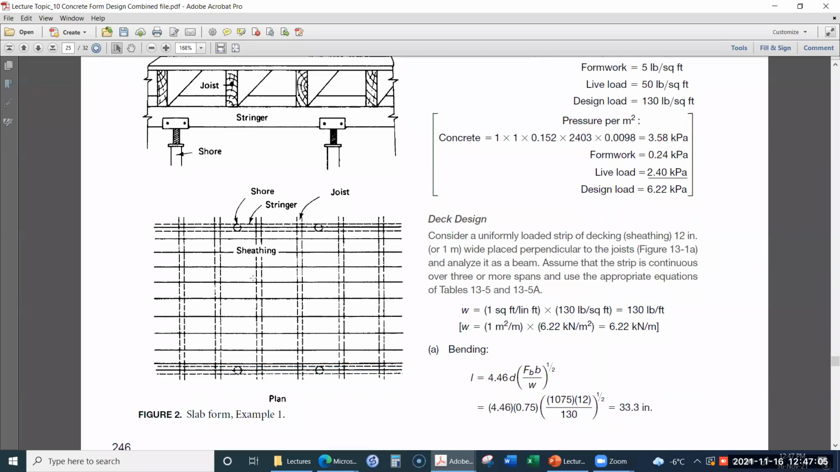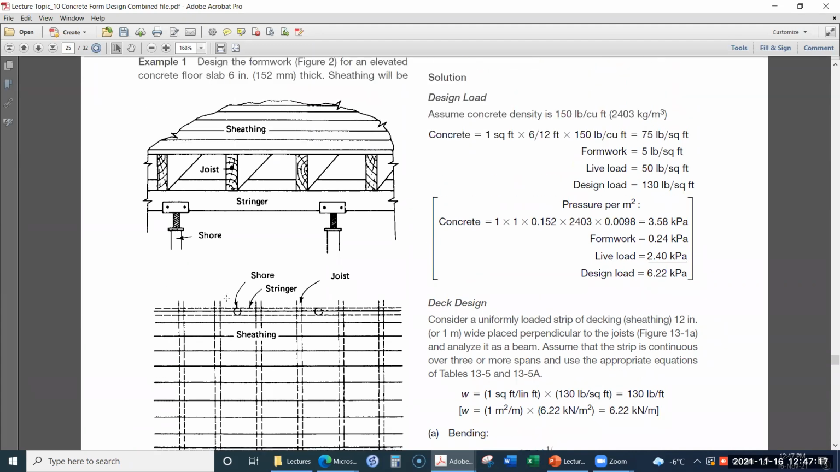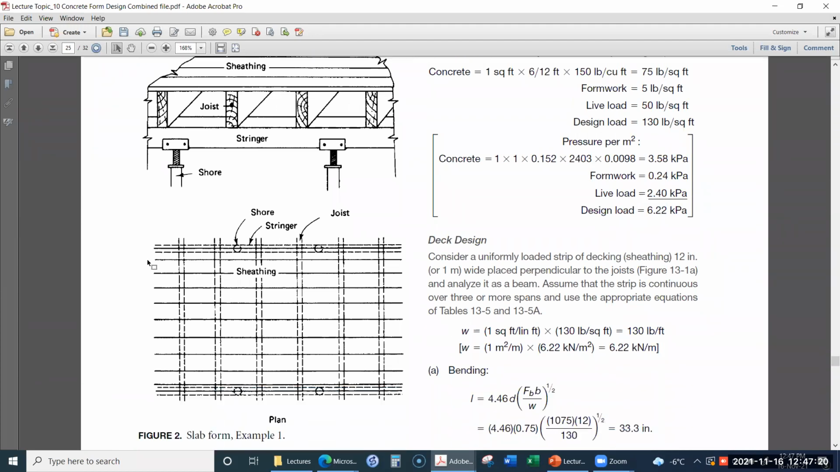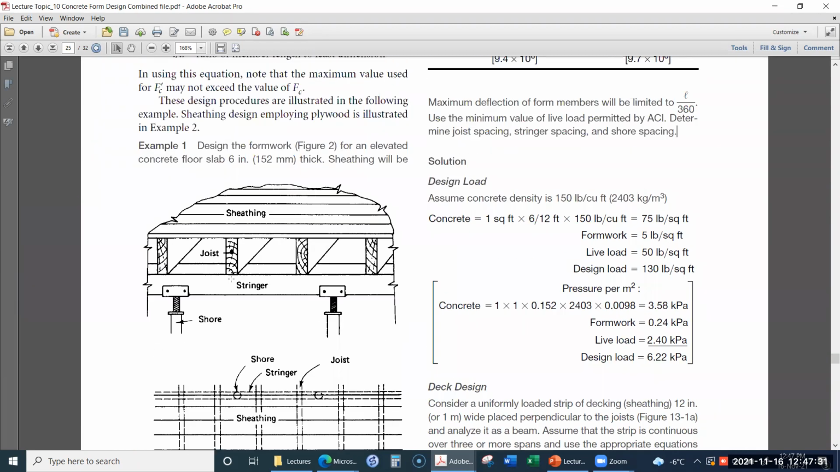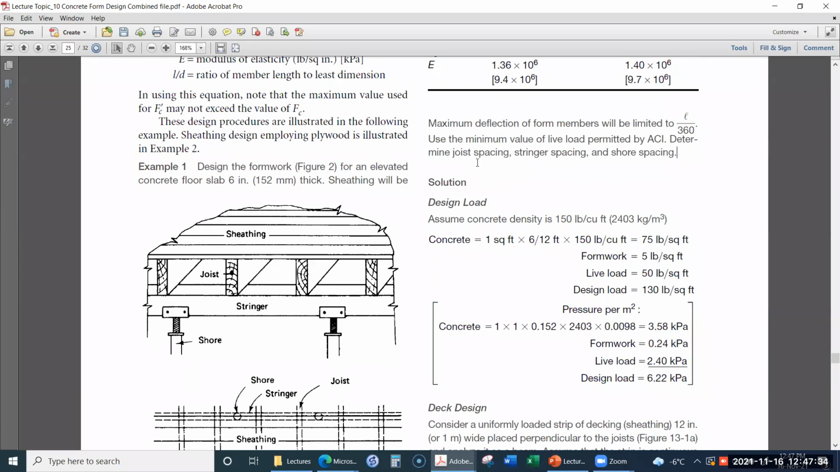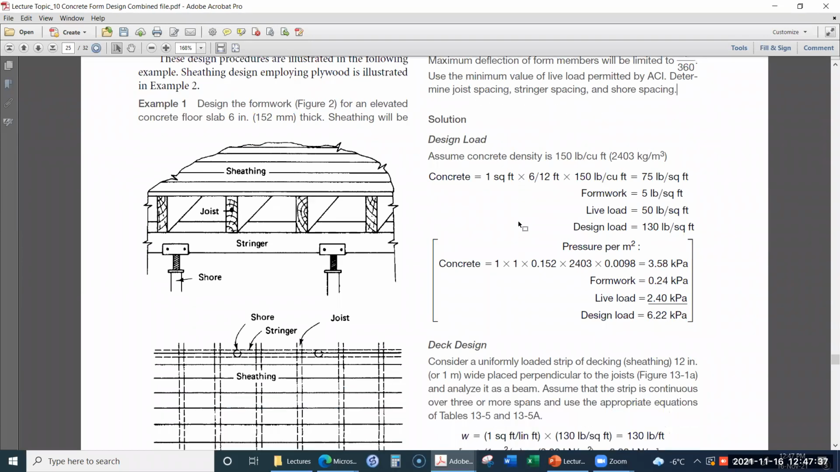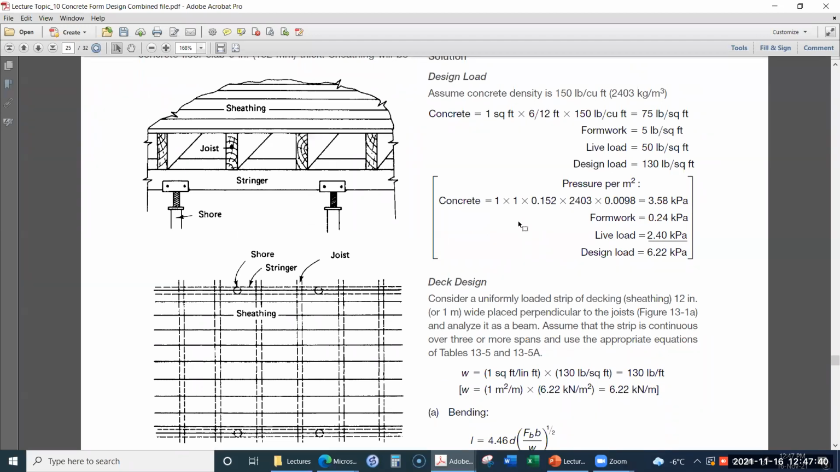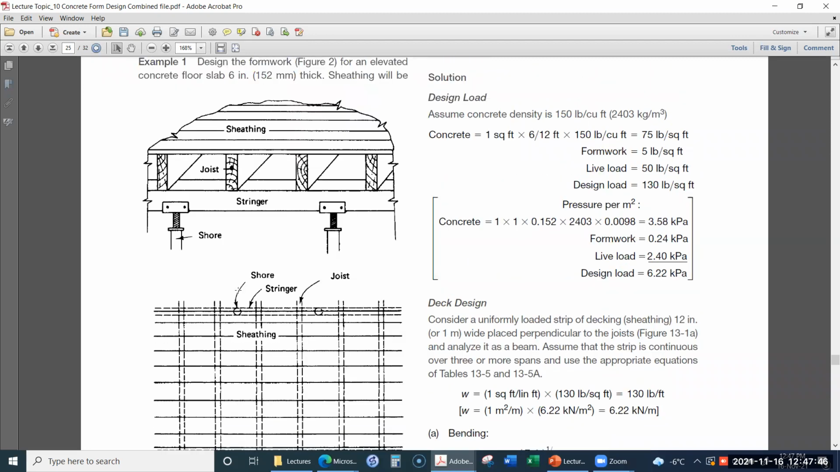So here in the case of the plan, we have the shore here, the stringer here, the joist here, and then the sheathing here. So this is a kind of 4-component system. What we have to determine is the spacing between the joists, the spacing between the stringers, and the shore spacing. So this thing we need to determine.